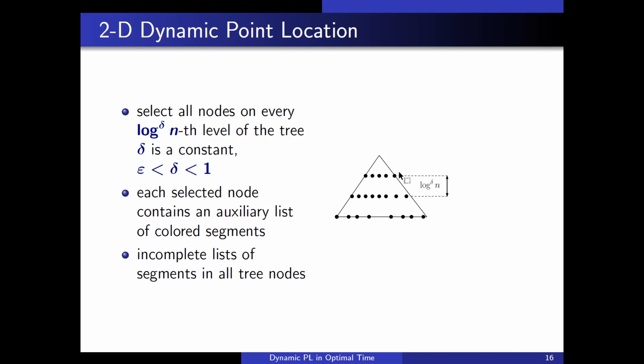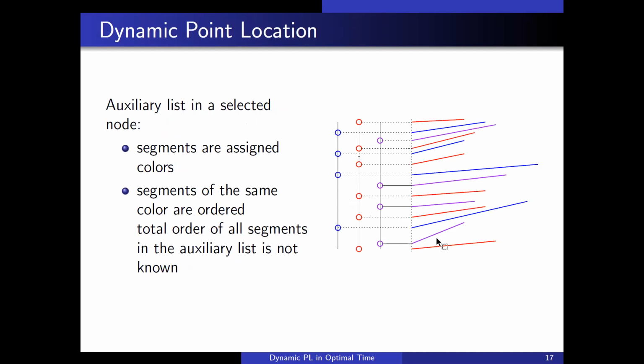We select some nodes. In fact, we select all nodes on every log^delta n level of the tree. And delta is some constant which is larger than epsilon. So we roughly divide the tree and look at every log^delta n-th level and select all nodes on these levels. And we store some additional or auxiliary lists of segments, which will be colored. And in all other nodes, we'll store lists of segments as in a segment tree, but those lists are going to be incomplete.